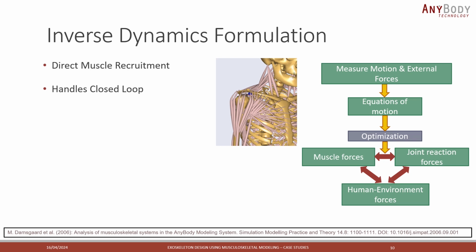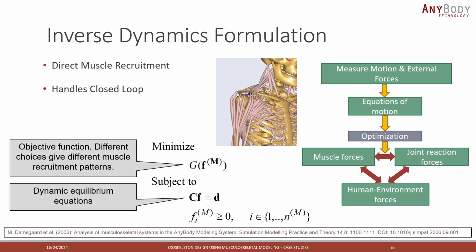In AnyBody, this is solved by direct muscle recruitment. This means that the muscle forces are found by an optimization problem. An objective function is defined. There are different functions that represent different criteria for how the muscles are used. The optimization problem tries to minimize the muscle forces while satisfying the equations of motion and the constraint that muscles can only pull and not push. With this step, we are finding the muscle forces, joint reaction forces, and if needed, the force between the human and the environment in one single step.